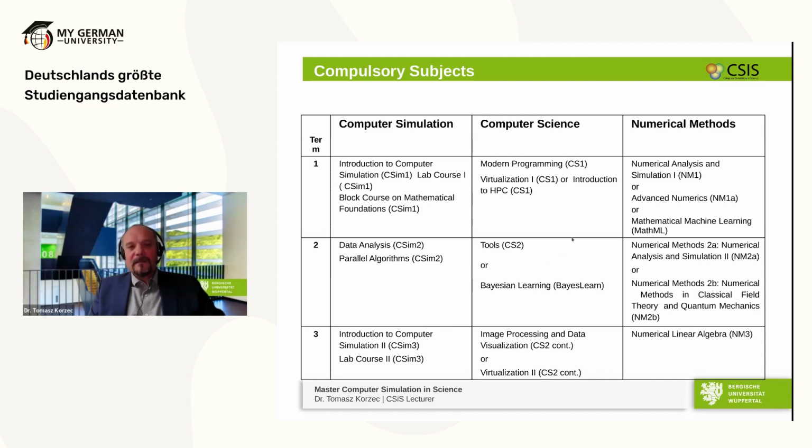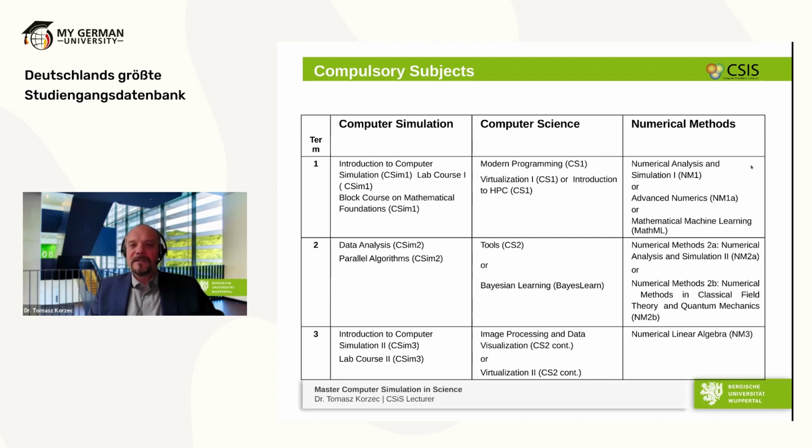Computer science is more focused not so much on the simulation aspect, but on the programming aspect. So you learn modern aspects of programming, virtualization. Then you can choose between tools or Bayesian learning, which has to do with artificial intelligence. There is again a choice here in this 3rd semester between image processing and data visualization and virtualization too.